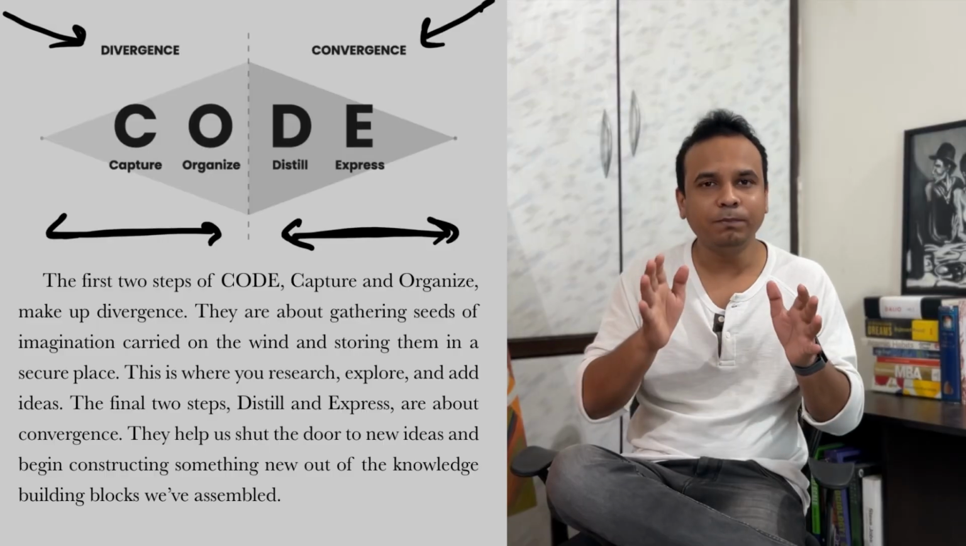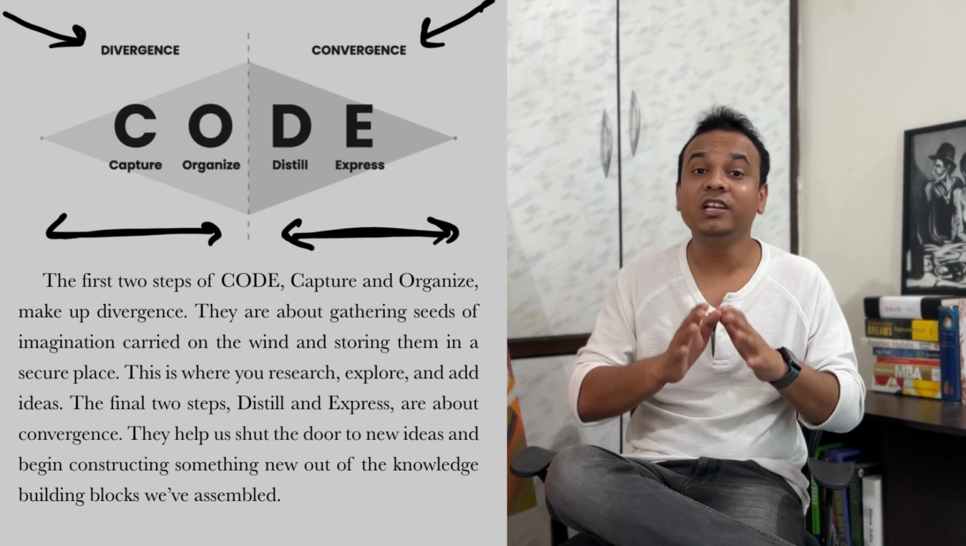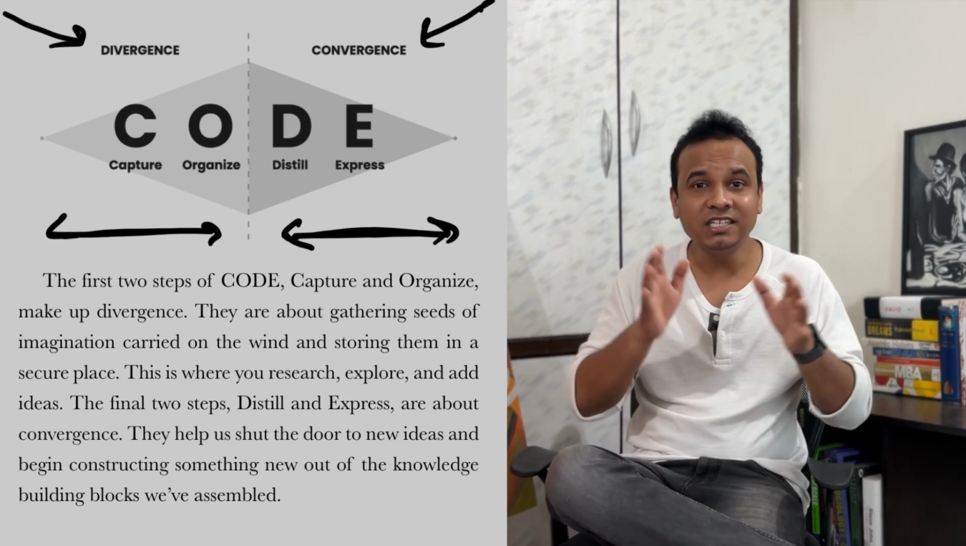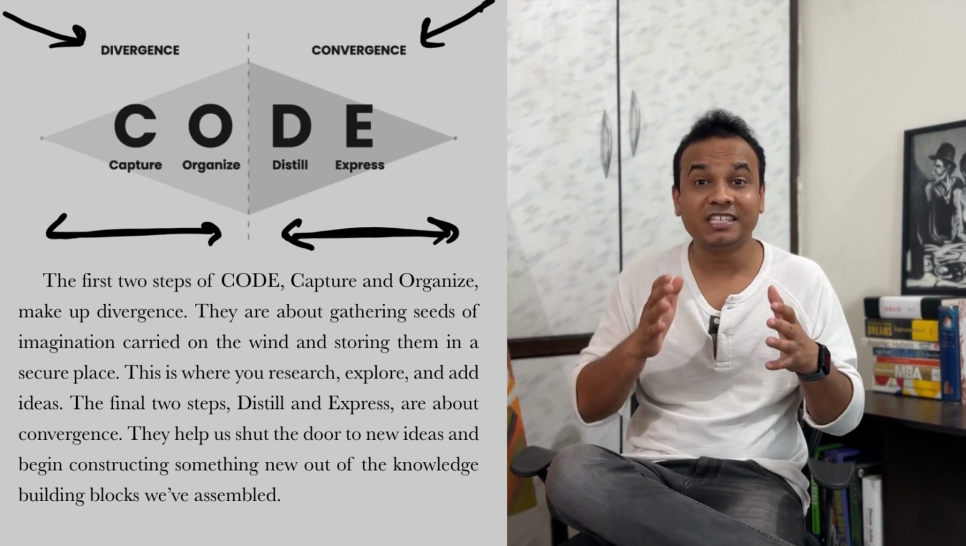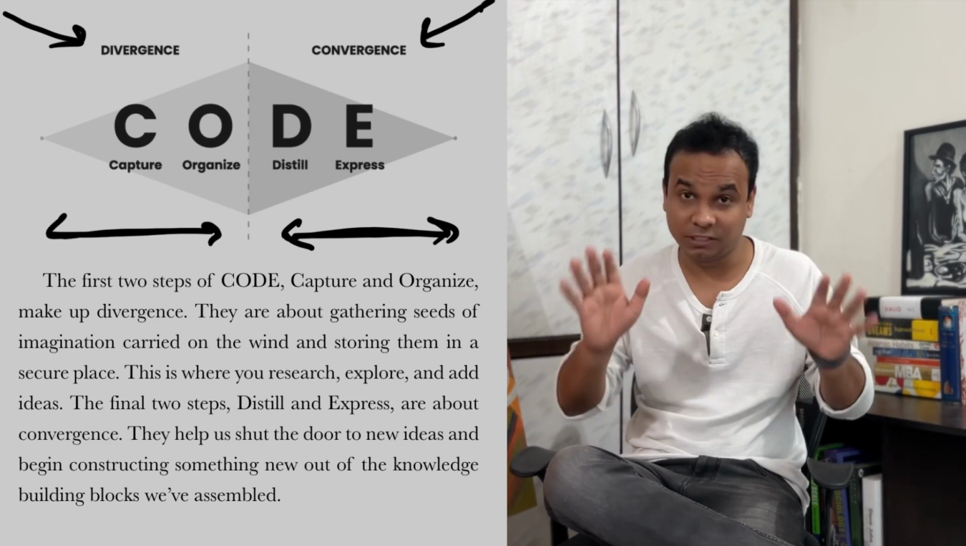That's it. The second part of the CODE framework is convergence, that is distill and express. At this stage, you will start creating something new based on the notes that you've taken earlier. Hence the word express. Now let's talk about the second framework, that is PARA, right?